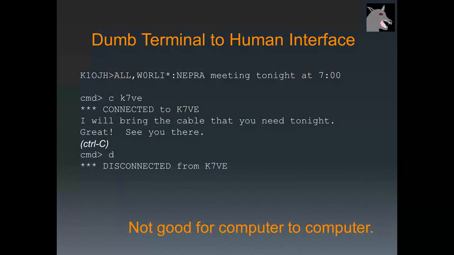Okay, so the TNC was initially designed for a person to be sitting there with a dumb terminal. And from there, you could monitor what was going on. You could connect to another station. You could talk to other people.